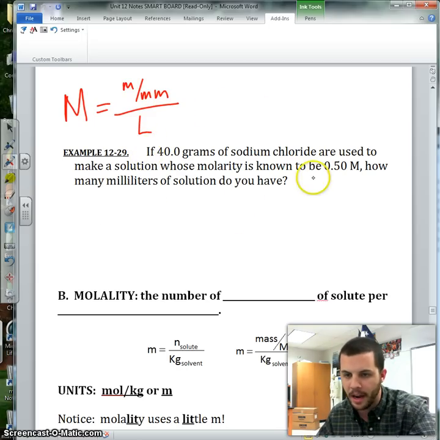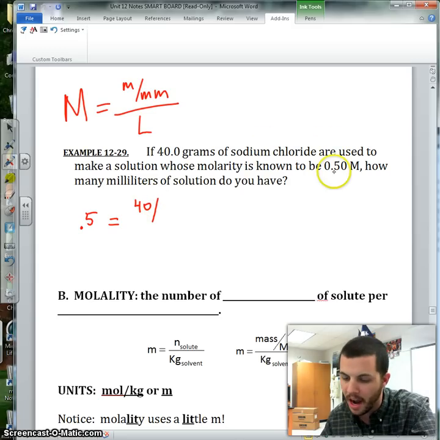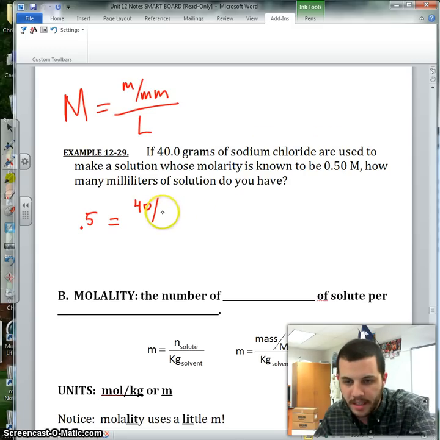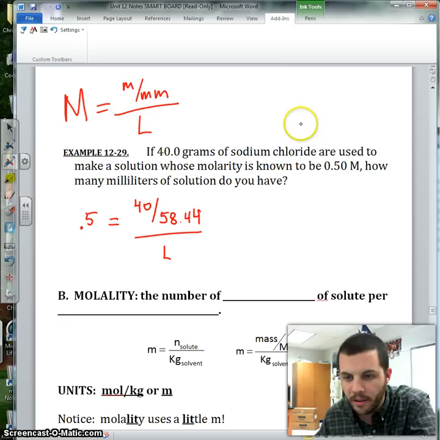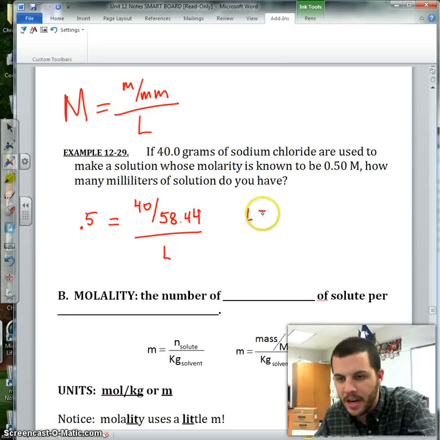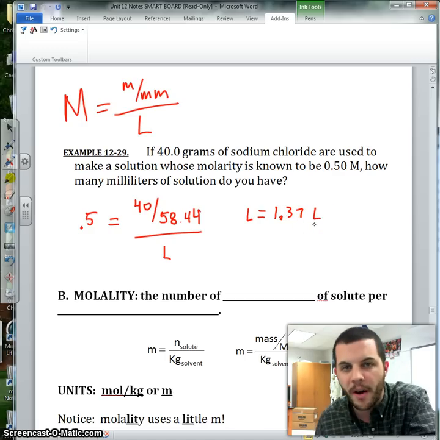So I know that my molarity is 0.5, and that equals my mass of 40 divided by my molar mass. I'm dealing with sodium chloride, and I already know that the molar mass of sodium chloride is 58.44, divided by my number of liters. Once I do all of this math, I find out that my number of liters equals 1.37 liters.